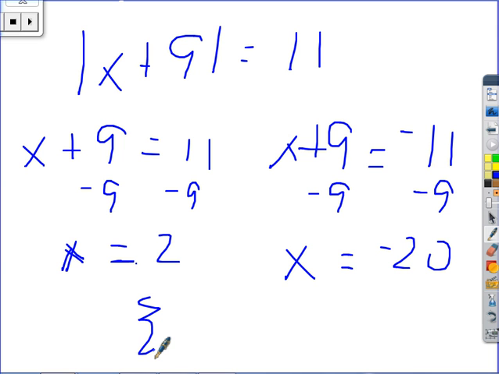Write my final solutions in curly braces, least to greatest. Negative 20 and 2 would solve this equation.